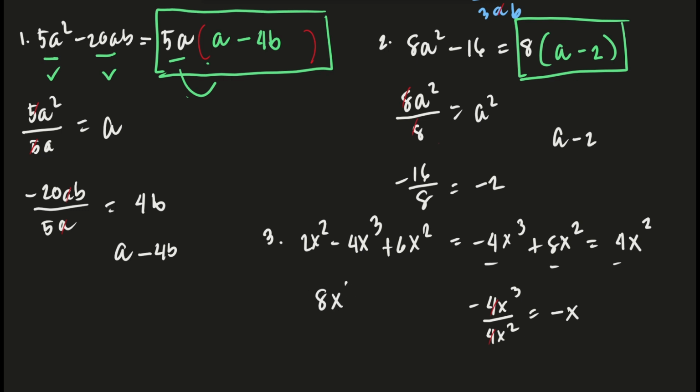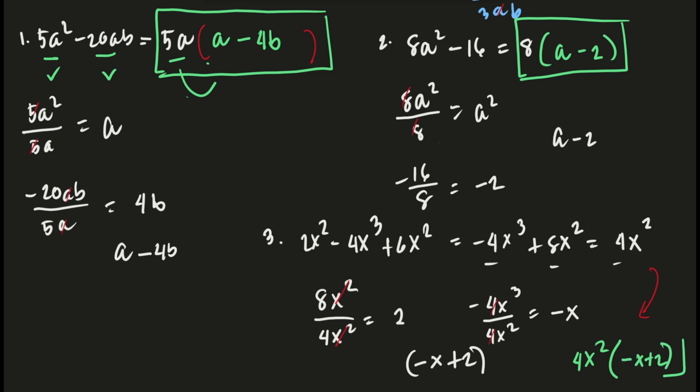8x squared divided by 4x squared. What is 8 divided by 4? That will give you 2. And then x squared divided by x squared simply cancels out because that is 1. And then combining the quotients, we have negative x plus 2. And to completely factor out our polynomial, our final answer would be 4x squared times negative x plus 2.